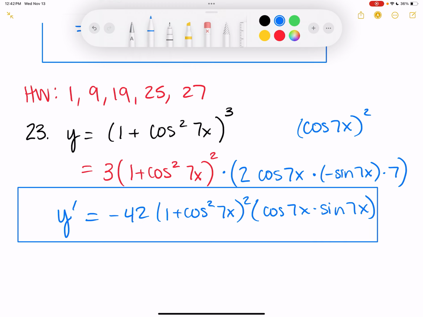You know, 42 is a pretty decent number. It's alright.